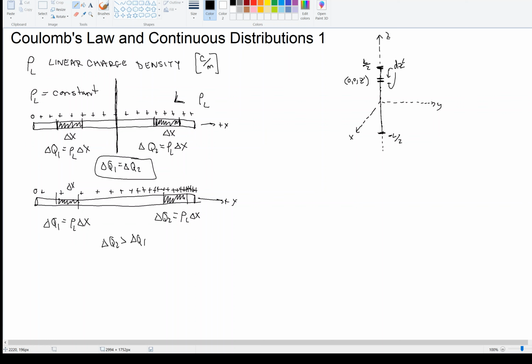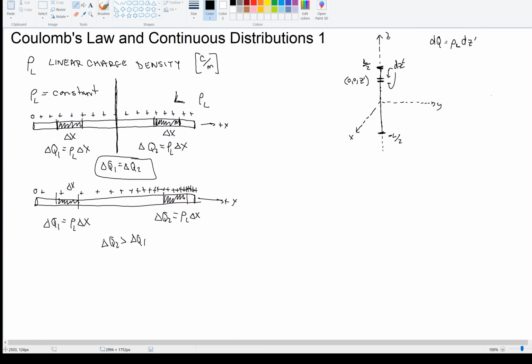Now we ask ourselves, what is the charge on that infinitesimally thin slice? Well, that would be dq, representing an infinitesimally small charge. It is the charge density times the thickness. Just like we did over here, right? We took the charge density and multiplied by the thickness, and that gave us the charge. Same thing here.